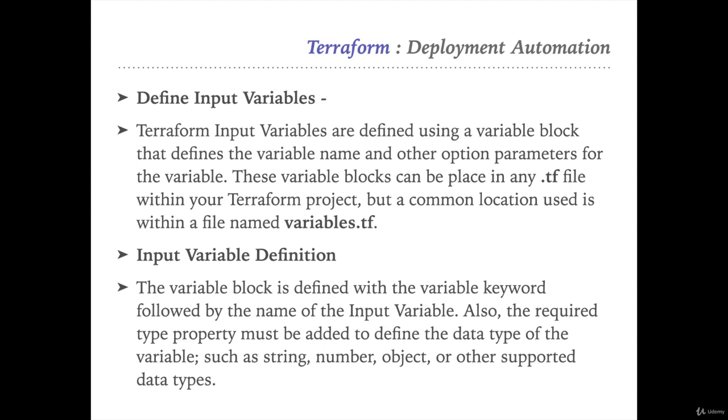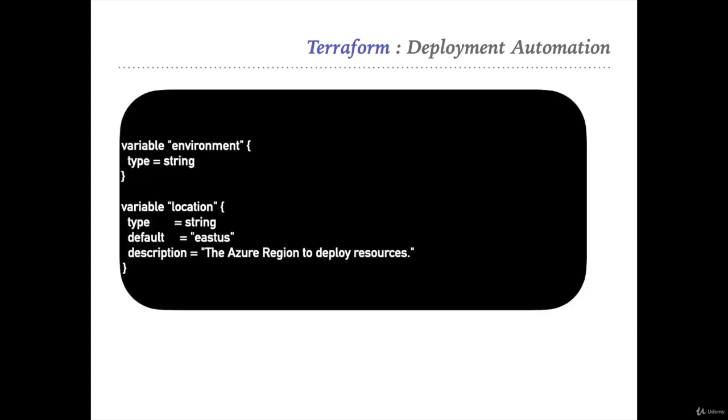The variable block is defined with the variable keyword followed by the name of the input variable. Also, the type property can be added to define the data type of the variable, such as string, number, object, and other supported types. So as I told you, inside the block you can define the variable name, the variable type, and the default value of the variable. Also, you can define the description of the variable. If there is some other property which needs to be associated with the variable, you can define those properties as well.